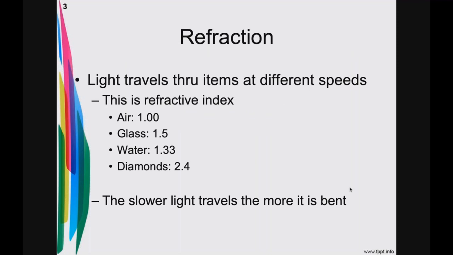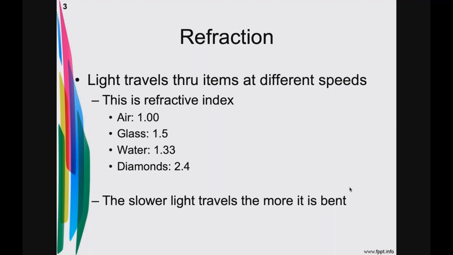The refractive index is based on the fact that light travels at different speeds, all right? It's given a numerical value. We refer to air as having a refractive index of 1, and then the physicists can calculate the refractive index of how fast light travels through different media. We know glass is 1.5, water 1.33, diamond 2.4. What that means is that when light travels through water, that 1.33 doesn't mean faster. It actually means that light is traveling through water 1.33 times slower than it travels through air.